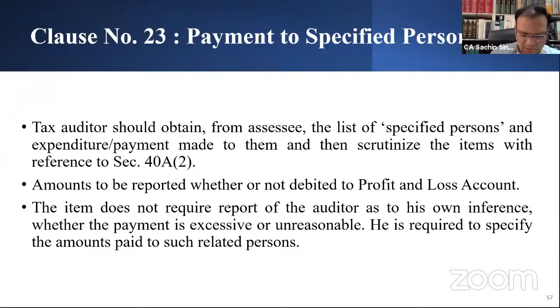Payment to specified person, the list of specified persons is given. So in that case, you just have to mention who are the specified persons. And if any payment is made, just mention the name and the nature of the specified person and the amount paid to them. Here you are not to allow or disallow anything, whether it is reasonable or excessive or not, that is immaterial for us. We just need to mention the nature of payment, the amount, and the specified person.